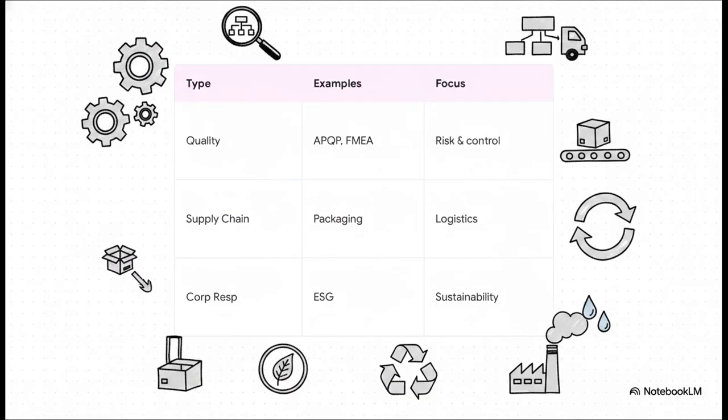The AIAG offers a massive library of standards, and they categorize really neatly into 3 main buckets. Under Quality Core Tools, you've got APQP, FMEA, and Statistical Process Control. Under Supply Chain, they tackle logistics and materials management. And under Corporate Responsibility, they guide the industry on ESG, environmental sustainability, and chemical management. It is a completely holistic approach to manufacturing.